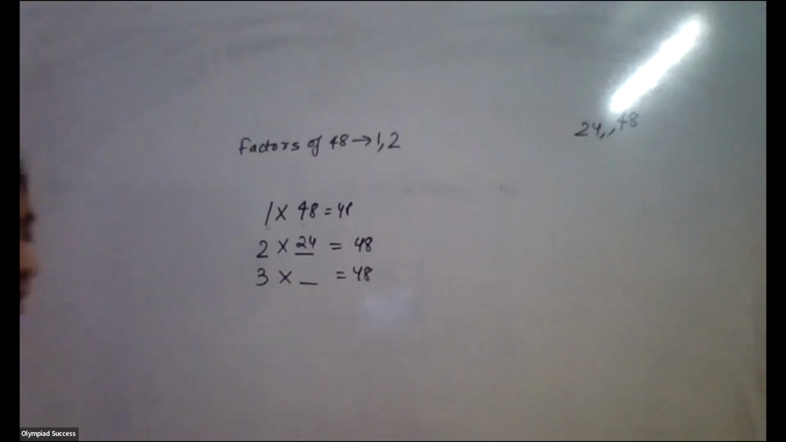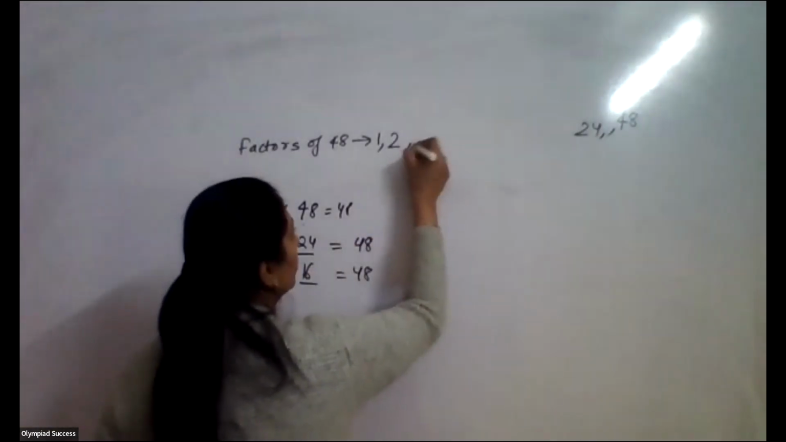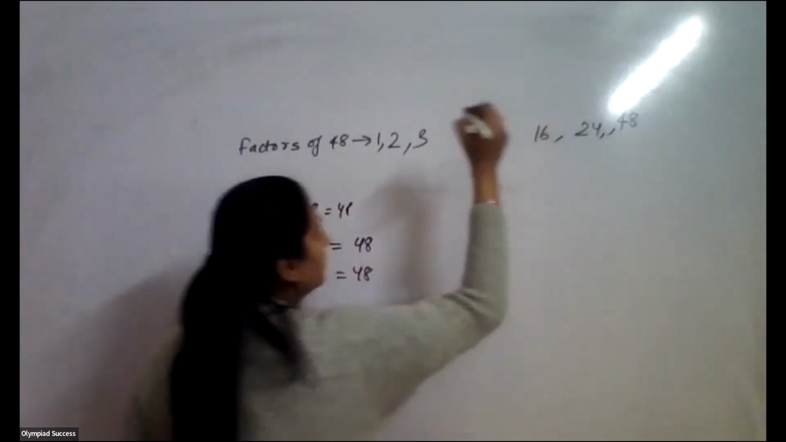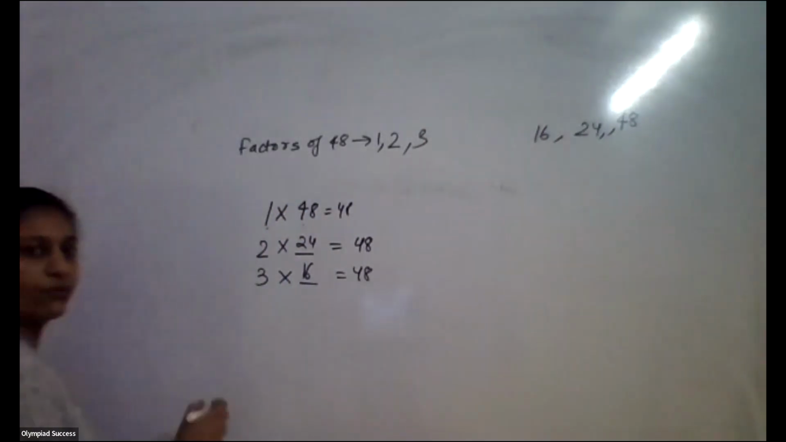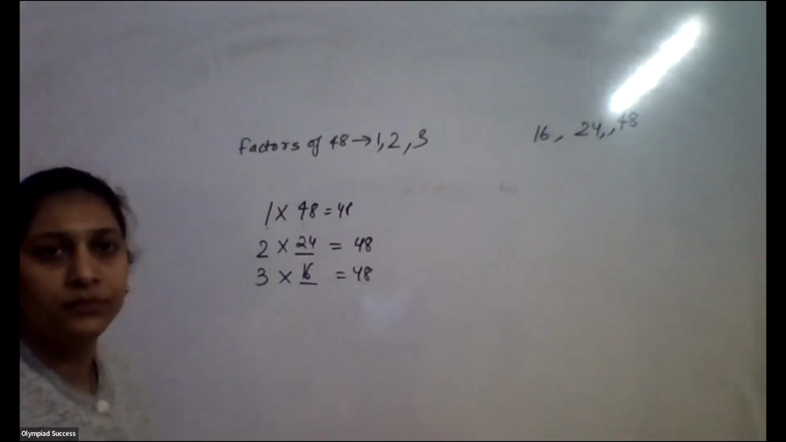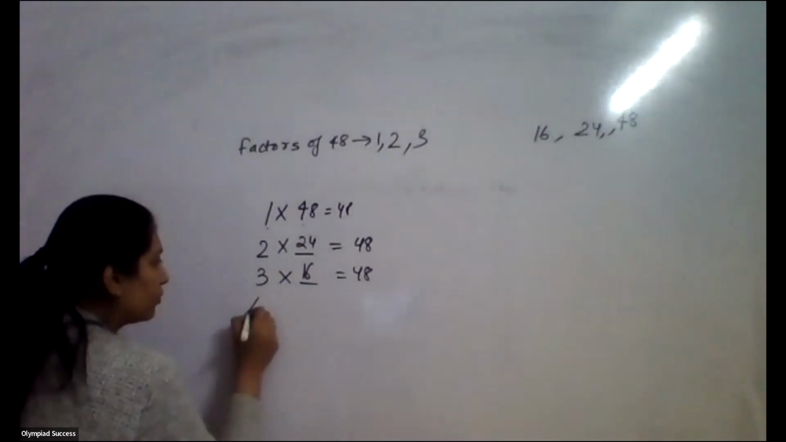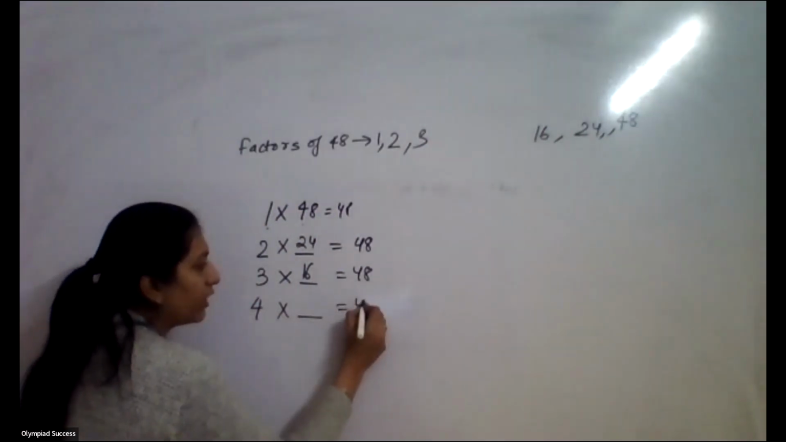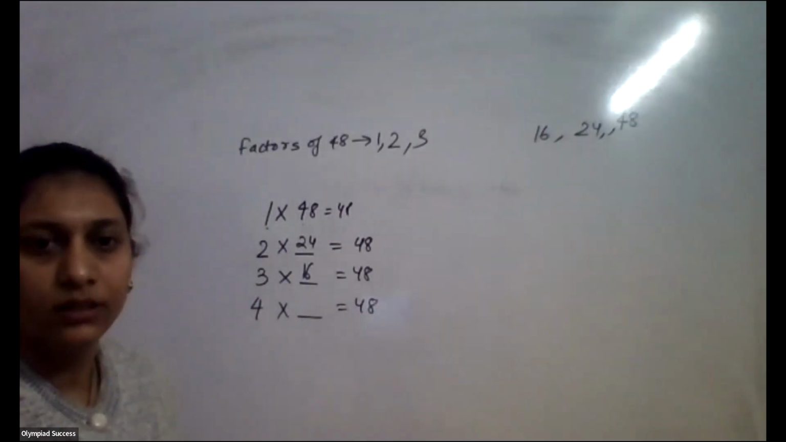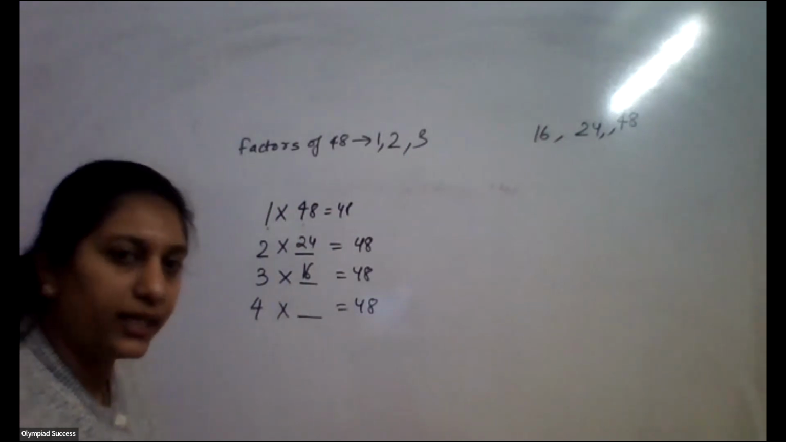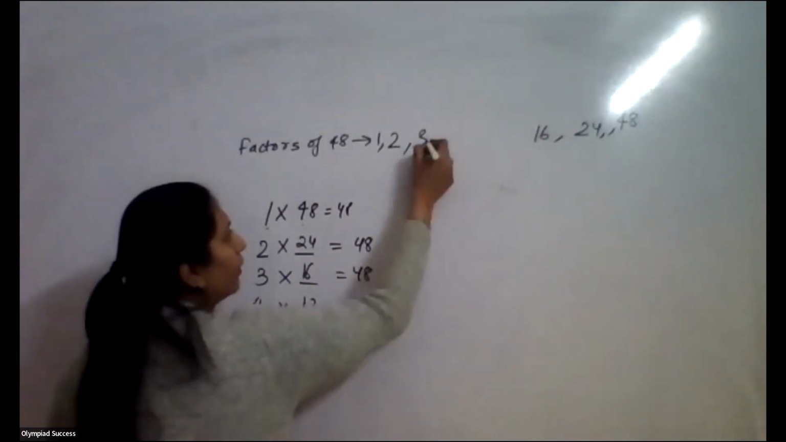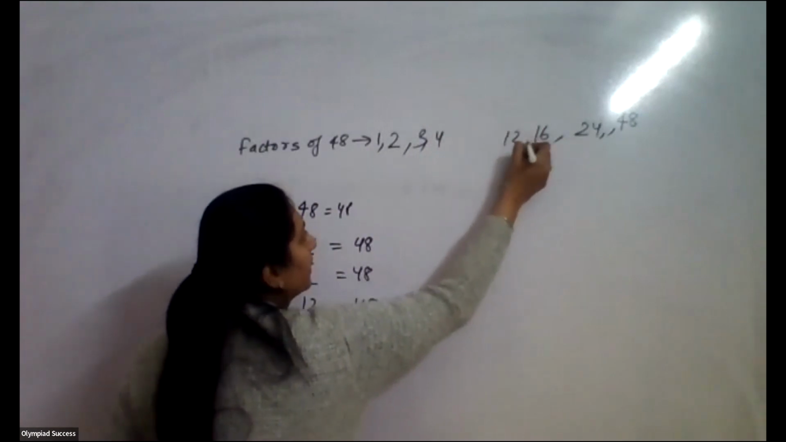3 into 16, correct. So, 3 and 16 both are the factors. So, I get 16 here. Now, after this, what is the next number? 4. So, 4 into what will give you 48? Correct, 12. 4 and 12 will be the next pair.